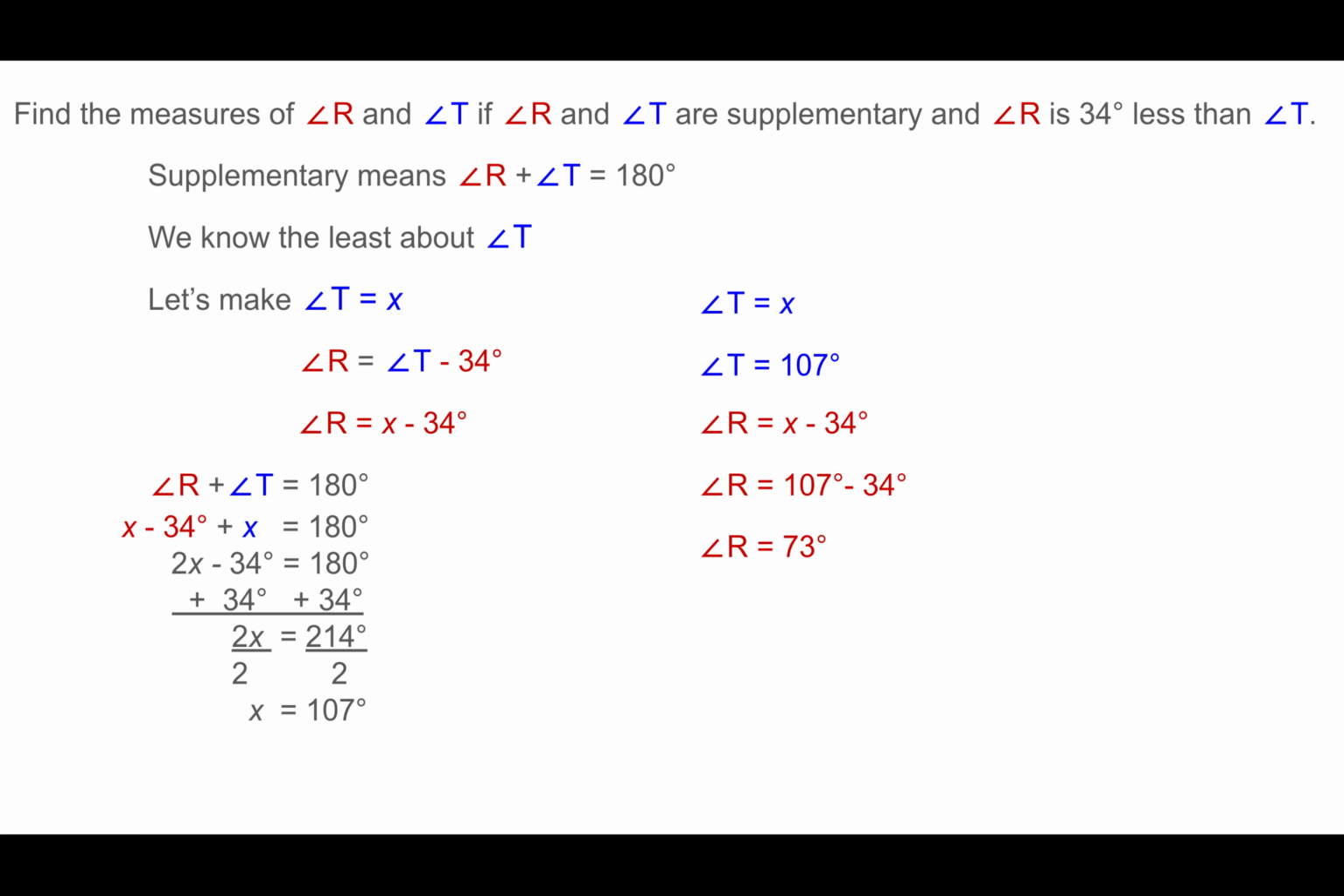We can check to make sure that this is right or verify it by adding 107 plus 73, and that indeed does equal 180 degrees. I also can look at this and say, is angle R 34 less than T? Well, 34 plus 73 is 107 degrees, so it's been verified.